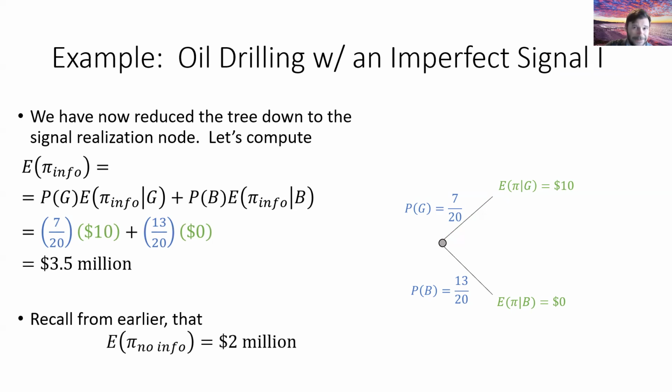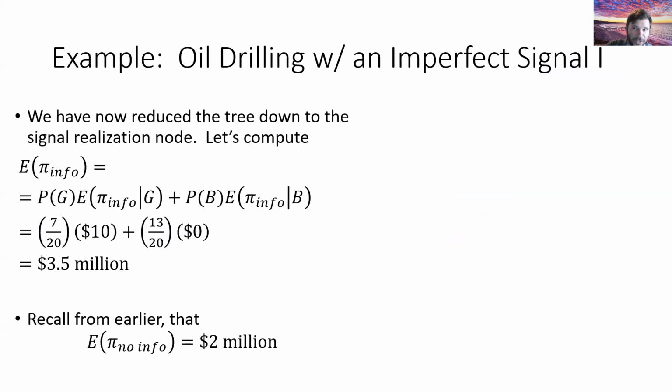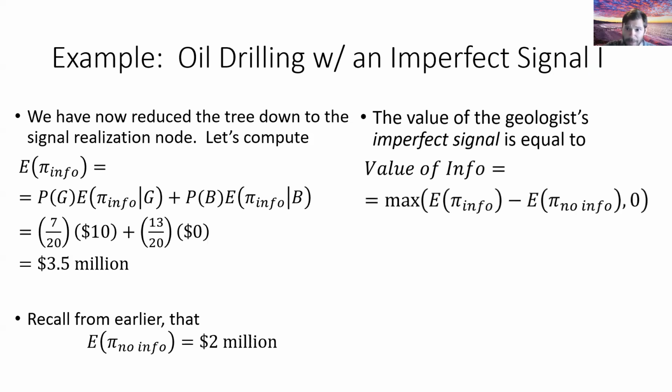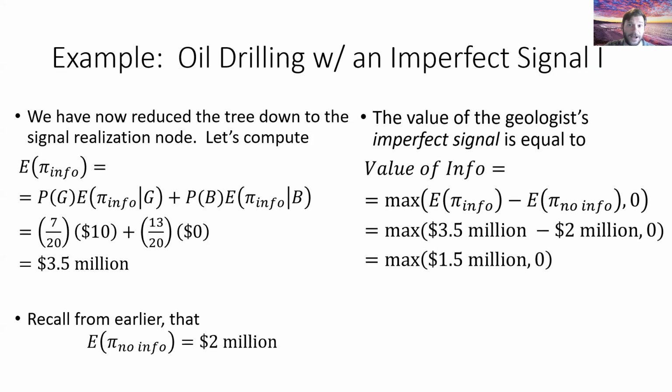So the value of this imperfect signal, you should note, is not as high as the value of the perfect signal. But we compute it the same way. The methodology, the steps we're using, is exactly the same. By how much did the information, albeit imperfect, cause our average payoff to go up? And the answer here is the value of that signal is now $1.5 million.